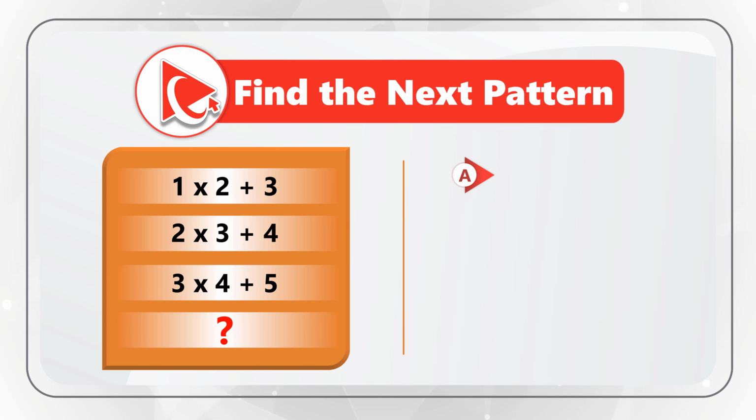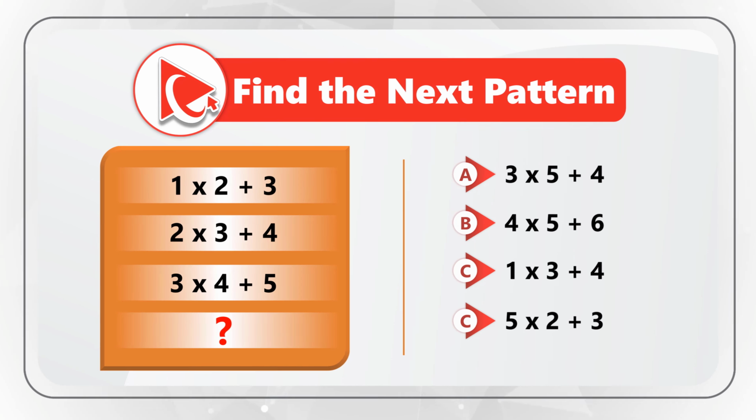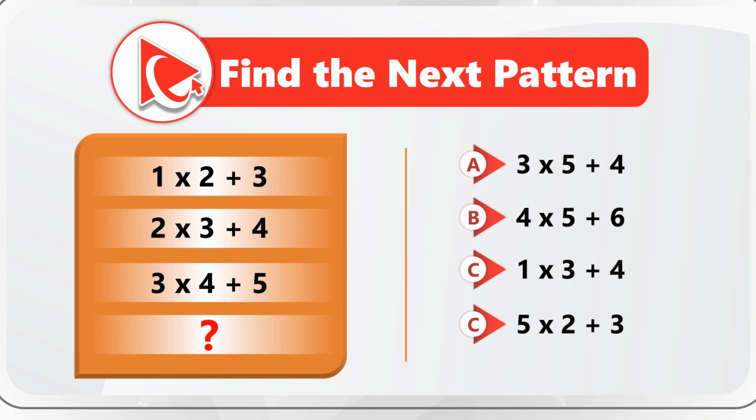Choice A, 3 multiplied by 5 plus 4. Choice B, 4 multiplied by 5 plus 6. Choice C, 1 multiplied by 3 plus 4. And last but not least, choice D, 5 multiplied by 2 plus 3. Take a close look to see if you can detect the pattern.